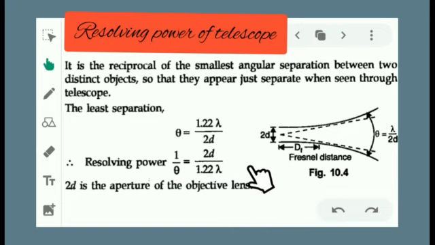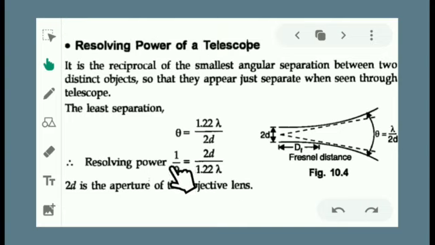Actually, in examinations questions can come: what happens to the resolving power if the diameter of the objective lens increases? Diameter of the objective lens means aperture only. That is, 2D increases. So resolving power is directly proportional to diameter or aperture, so resolving power increases. Then it is inversely proportional to wavelength. So as the wavelength decreases, resolving power increases.